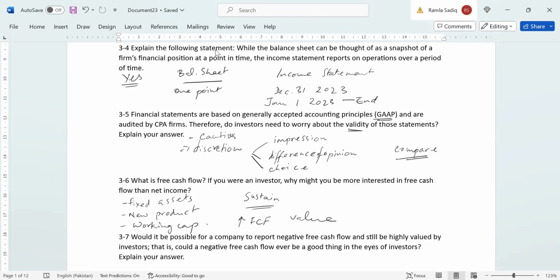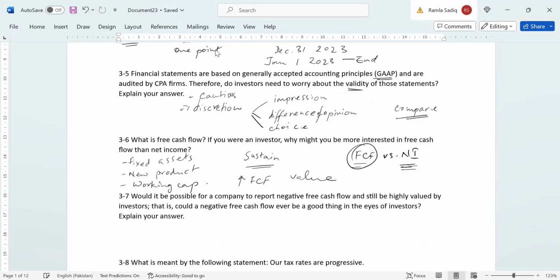Net income, on the other hand, reflects accounting profit, but not cash flow. So keep this in mind as you compare free cash flows to net income. This is purely an accounting measure, and free cash flow is a measure of the resources actually available. Therefore, investors ought to focus on cash flow rather than accounting profits.